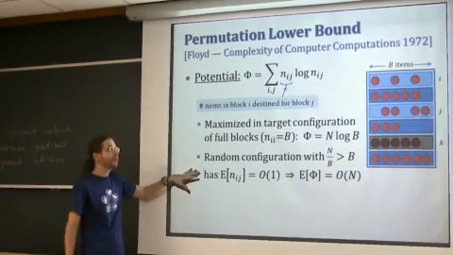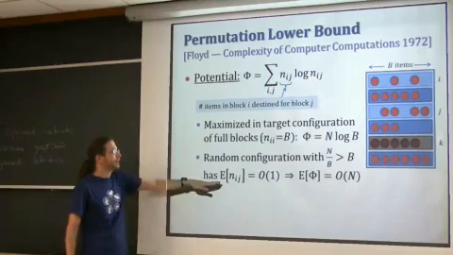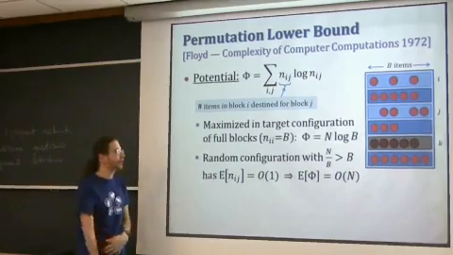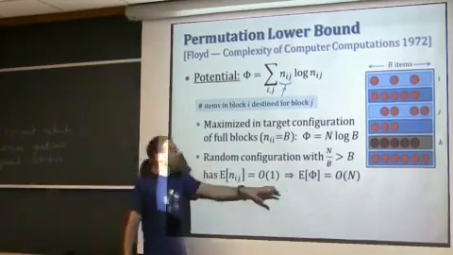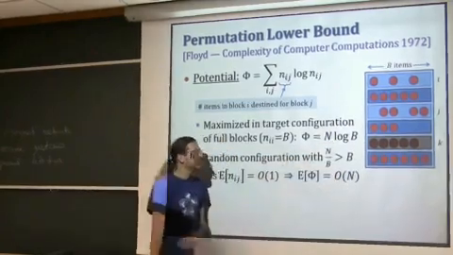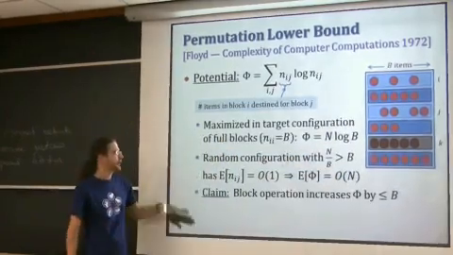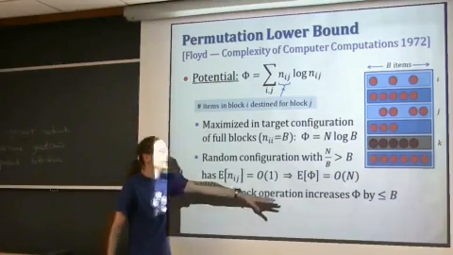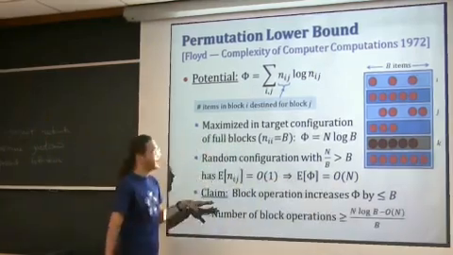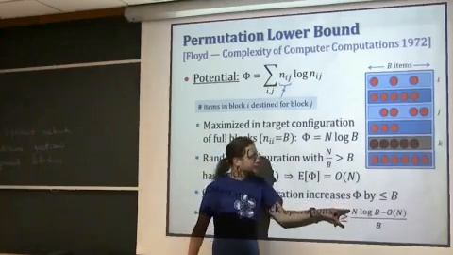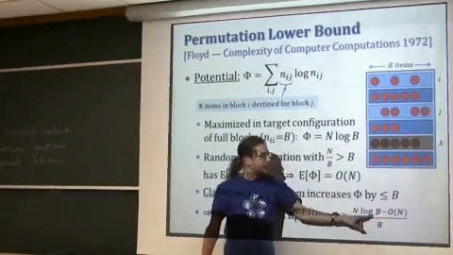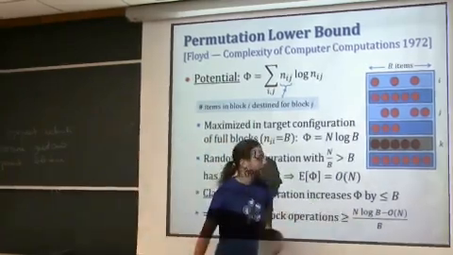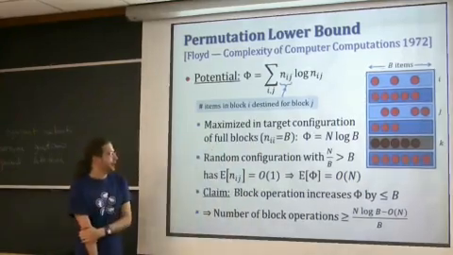If you take a random permutation, the expected number of guys that are where they're supposed to be is very small, because most of them are going to be destined for some other block. So we're starting with a potential of linear. We need to get to n log b. And then the claim is that each block operation we do can only increase potential by at most b. And so that gives us this bound: the potential we need to get to minus the potential we had, divided by how much we can increase potential in each step, which is basically n over b log b minus a little o. Why is this claim true?